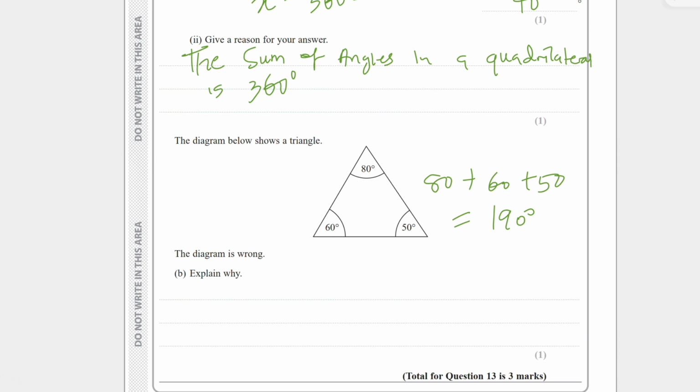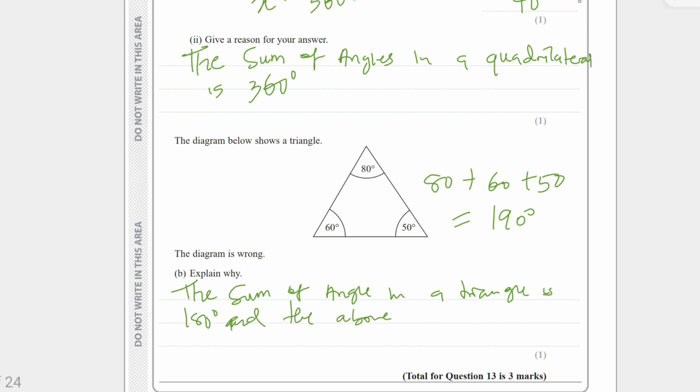So this is wrong because the sum of angles in a triangle is 180 degrees, and the above triangle has more than 180 degrees as its sum. Therefore it is wrong.